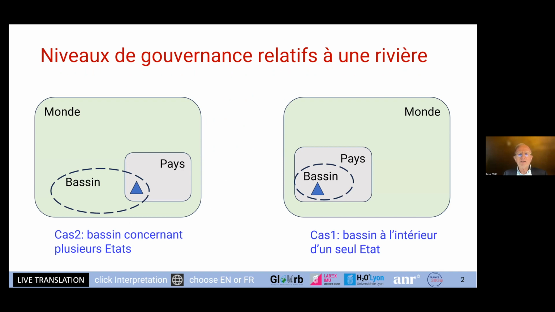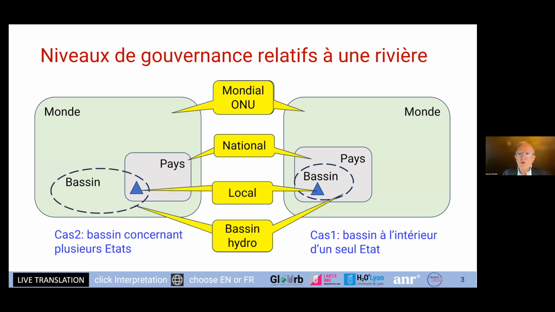So if we take a river, we can use a blue triangle to represent the river. And we imagine that it's in a country and in a hydrographic basin. And there are two cases. The basin might be inside the country or across different countries. And it's in the world.